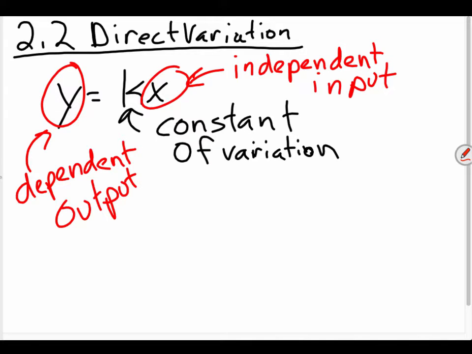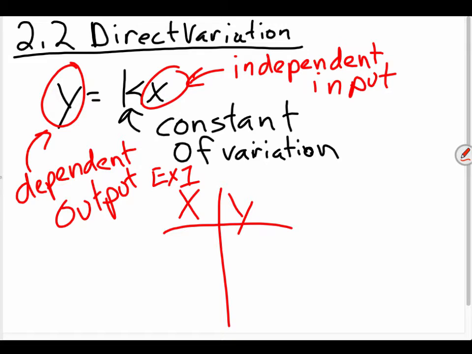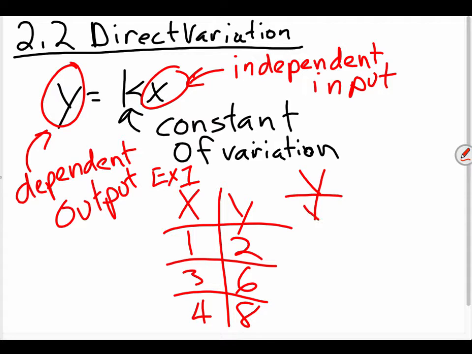If our function is a function, all right? And so now how do we identify direct variation? Well, let's look at an example. If I have a table of values, and so this is technically example number 1, I have 1, 3, and 4, and then I have 2, 6, and 8. Let's compare y over x.